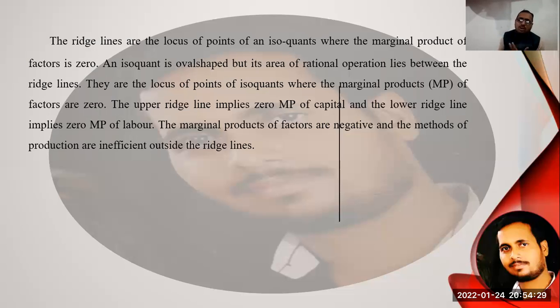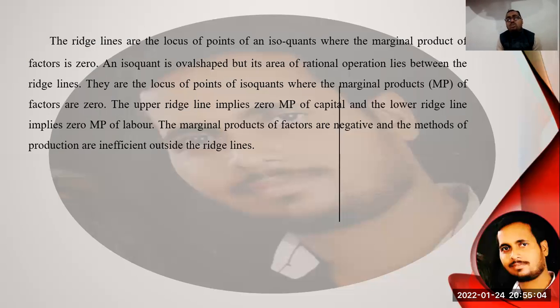Having a sense of production, the entrepreneur never wants to increase the factor without getting output. So ridge lines explain those areas where the entrepreneur is not interested, or we can say the entrepreneur does not benefit. So here it is mentioned: the isoquant where the marginal productivity of the factor is 0.